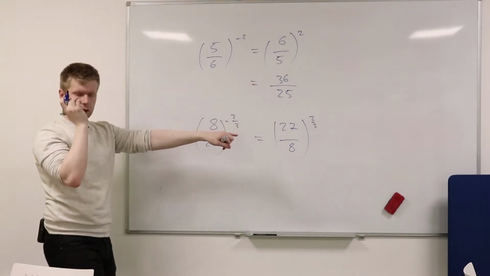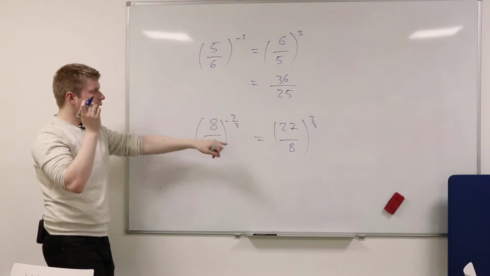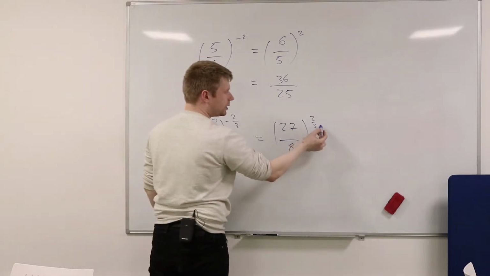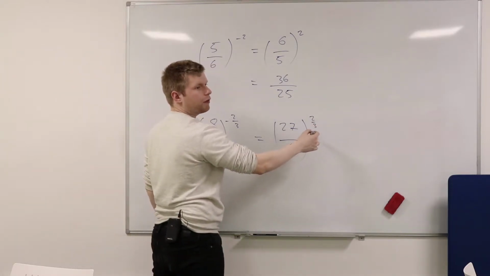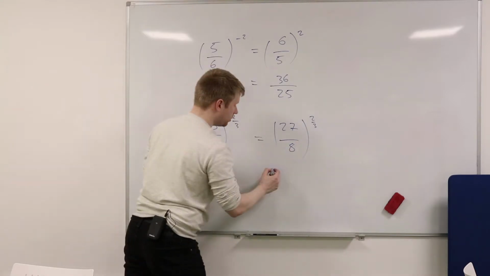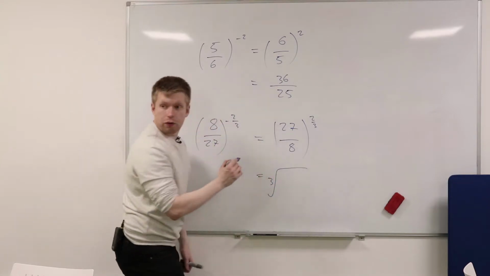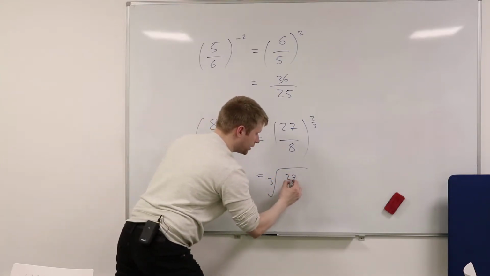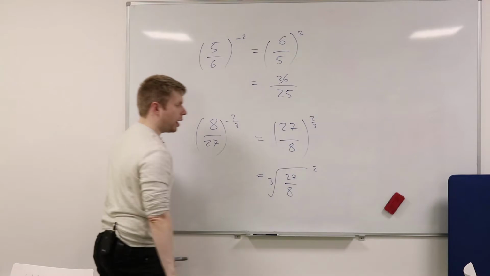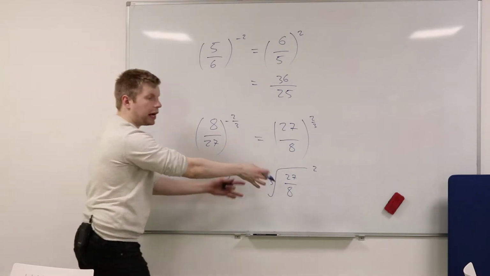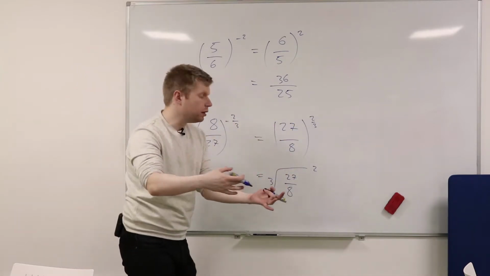27, 3, 2. Exactly. So the idea here is that I can take the denominator. So if I have a denominator of 3, what does that mean? It becomes a cube root, right? So cube root of 27/8. And I have a squared there still. You notice I'm not putting brackets in here now because I don't care what order you do it in.